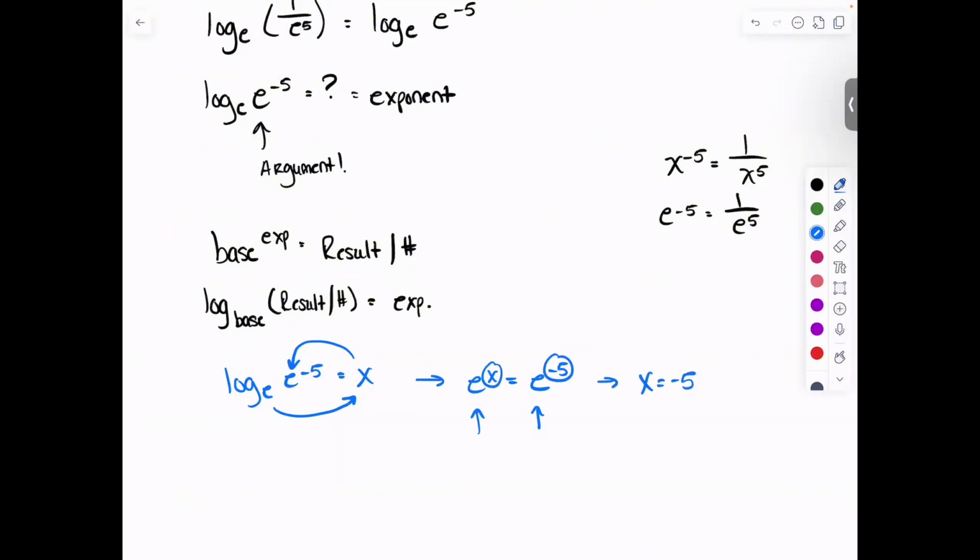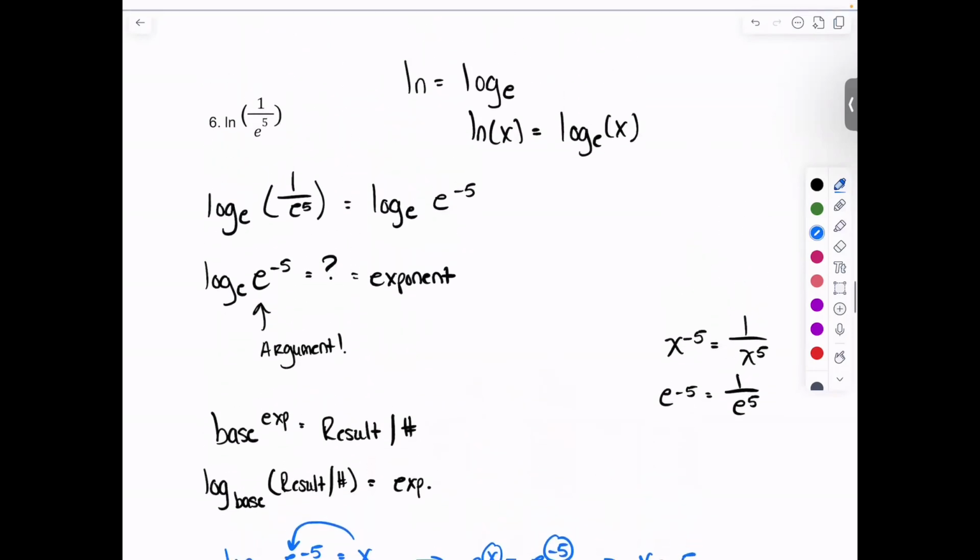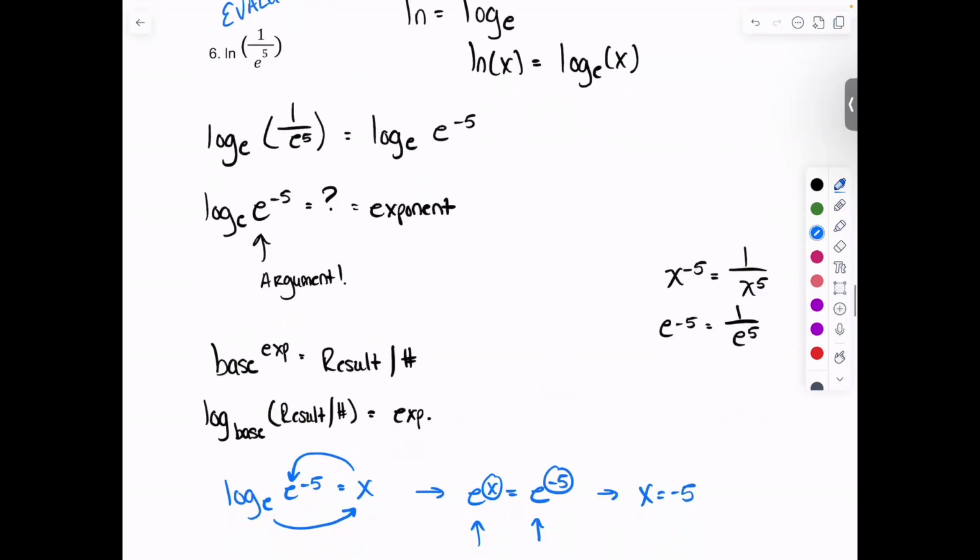So ultimately this evaluates, and I should have put evaluate here. I got ahead of myself. Evaluate. I'll add it to the worksheet, make sure it's clear. We're evaluating this, and ultimately ln of 1 over e to the 5th is negative 5. That's going to be your final answer. You would actually just say negative 5. Oops.